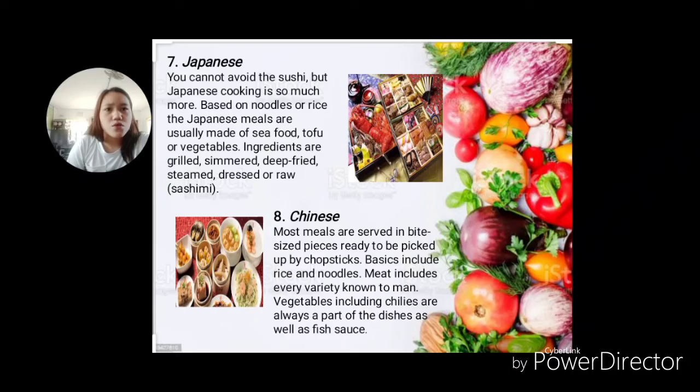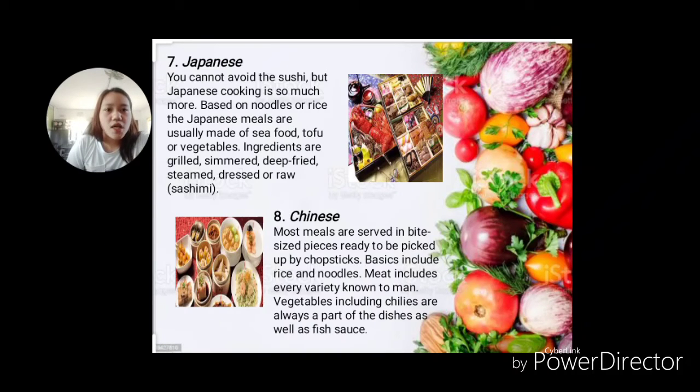Japanese. You cannot avoid the sushi, but Japanese cooking is so much more. Based on noodles or rice, Japanese meals are usually made of seafood, tofu, or vegetables. Ingredients are grilled, simmered, deep fried, steamed, dressed, or raw.